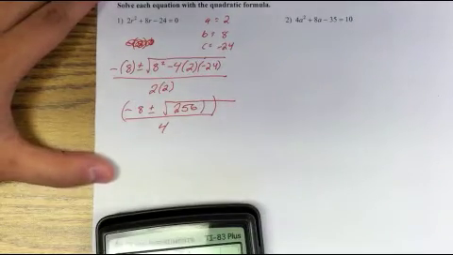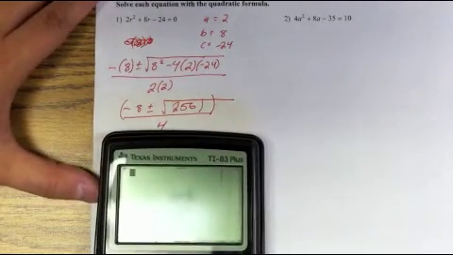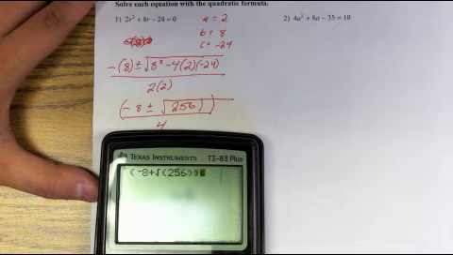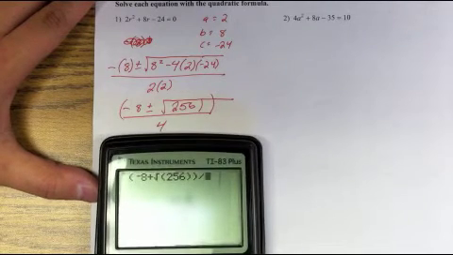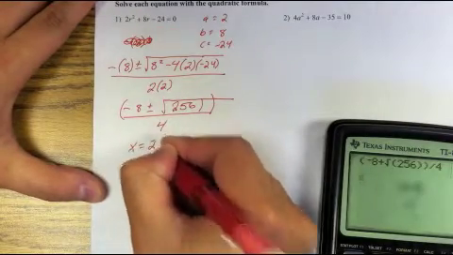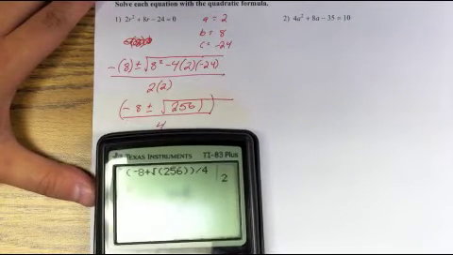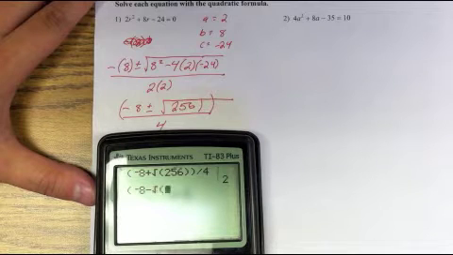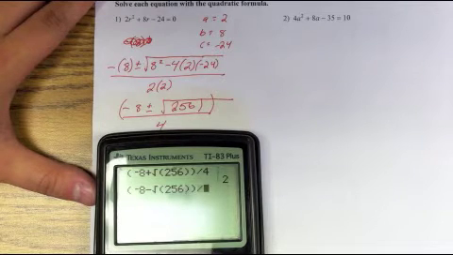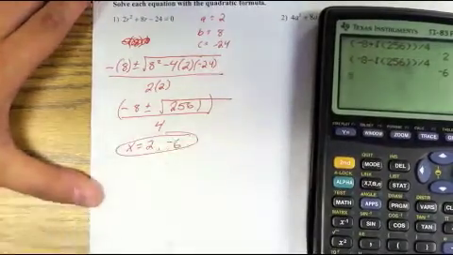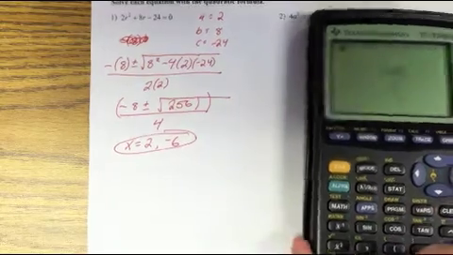Tell the calculator to do the top first. By adding, we're going to do open parentheses negative 8 plus the square root of 256, double parentheses divided by 4. I got 2. Now I need to do the minus. So open parentheses again, negative 8 minus the square root of 256, double parentheses divided by 4. I get negative 6. So there's my 2 answers for number 1.